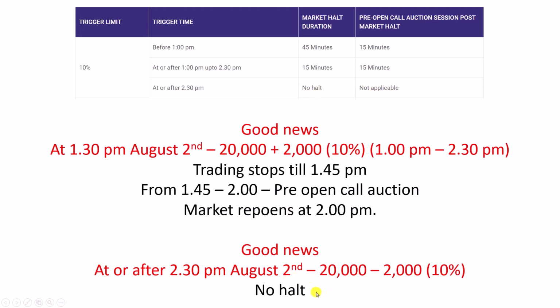So the market will not stop if the Nifty or indices hit the upper circuit or lower circuit after 2:30 p.m. What happens is, if the indices hit upper circuit or lower circuit after 2:30 p.m., they wait for the next trigger limit, which is 15%, to happen. If that doesn't happen, then there will be no halt. All right. So that is the first condition for trigger limit of 10%.